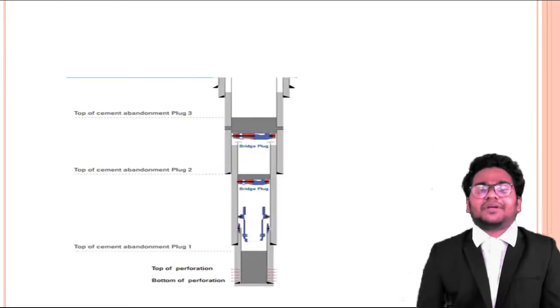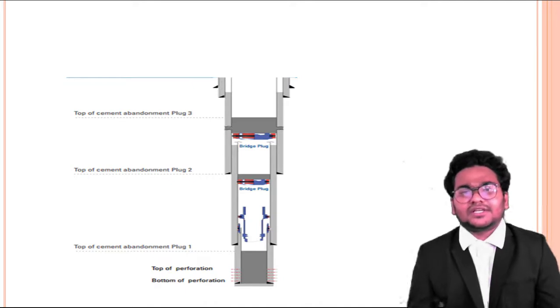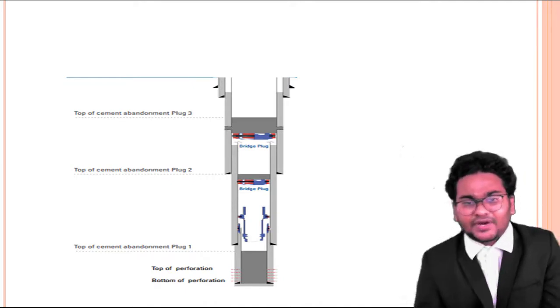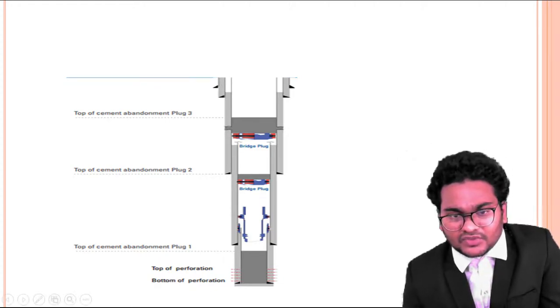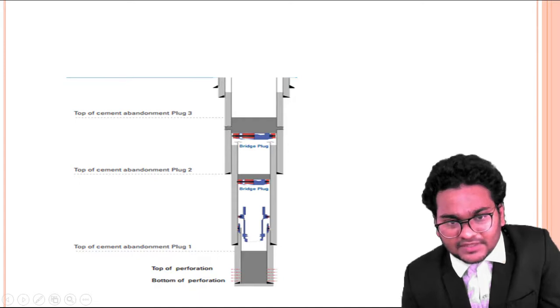So here I am explaining how a three-stage cement plug is used to abandon the well. Initially, this is the formation zone, which I marked. These are the perforations, from where you take out the oil and gas. What I am doing right now is cementing this area totally, from the bottom of the perforation to the top of the perforation.